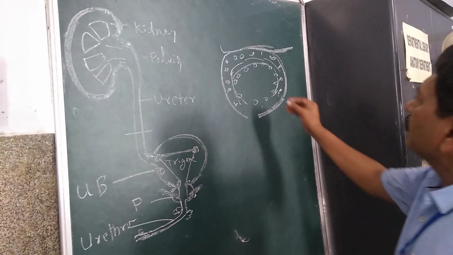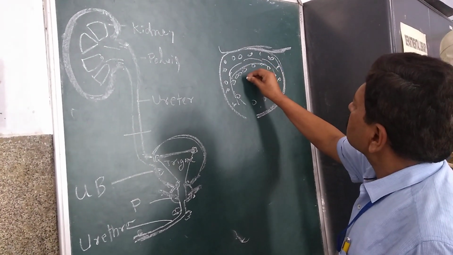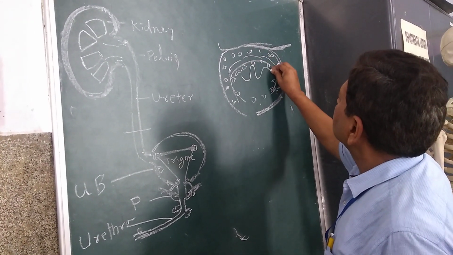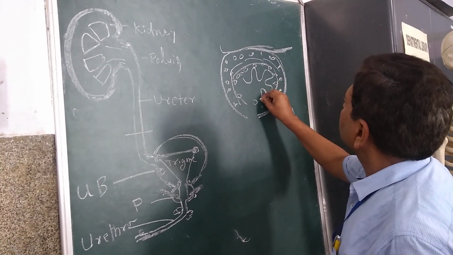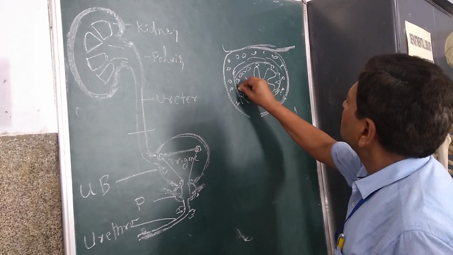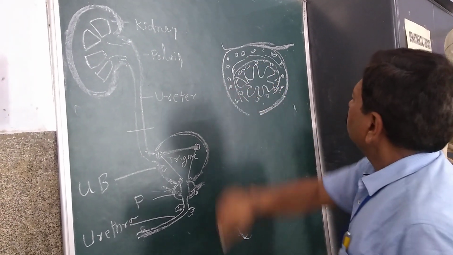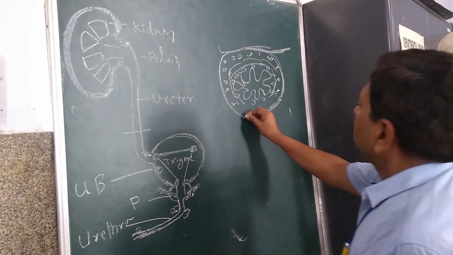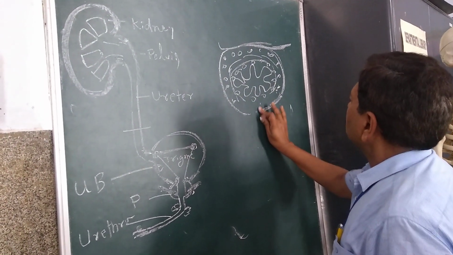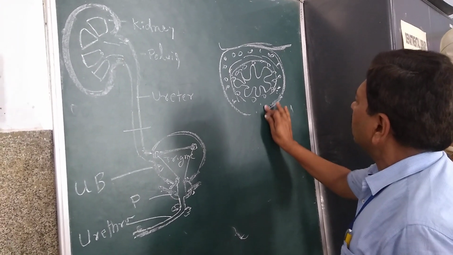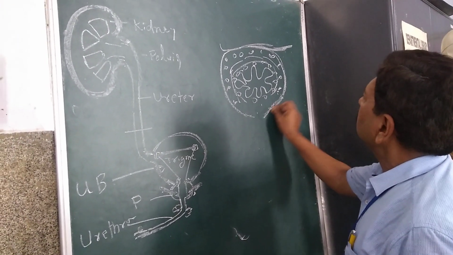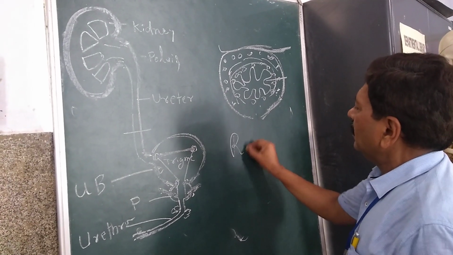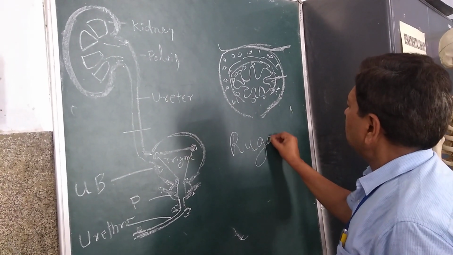The mucosa of the urinary bladder also has transitional epithelium, and there is also folding in the mucosa of the urinary bladder, which is called rugae. R-U-G-A-E.